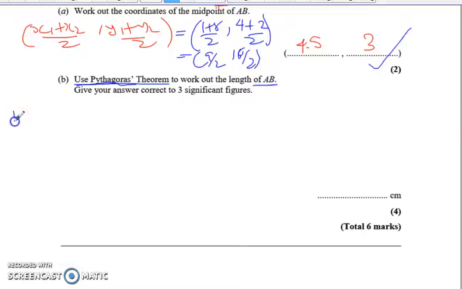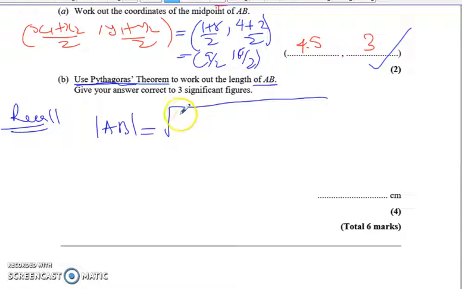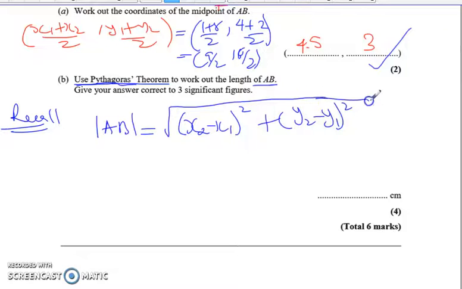Now, you would want to recall the Pythagoras principle. Put simply, the length of AB will be the square root of (x2 minus x1) squared plus (y2 minus y1) squared. So the same x1, x2 principle that you used in the previous section, you will be borrowing in this section.